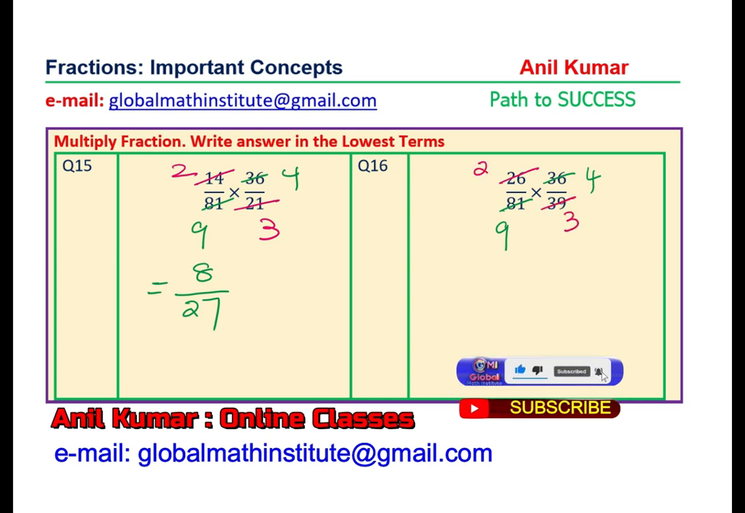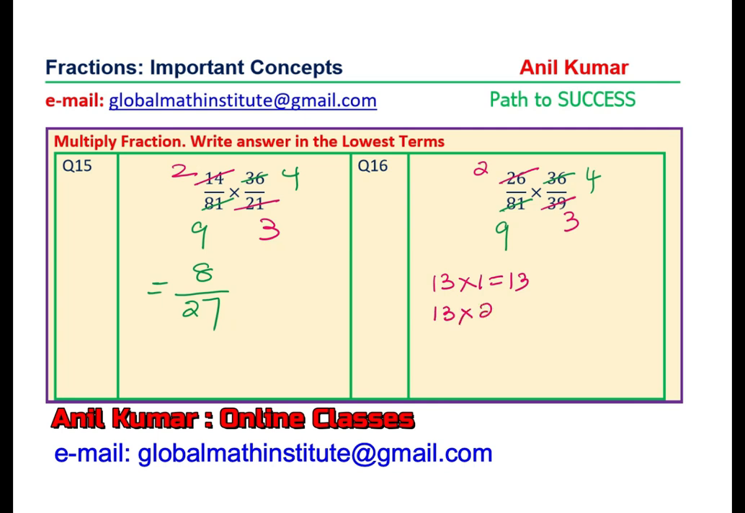Now here, let me write down. So 13 times 1 is 13, because many students may not know this, in grade 5 especially, right? So this is the 13 times table, right? You may like to go through times tables, right? Especially 13 is important because it's a prime number. And now, what do we get? We already have the answer here, which is 4 times 2 as 8, 9 times 3 as 27. 8 over 27 is the answer for question number 16, right?